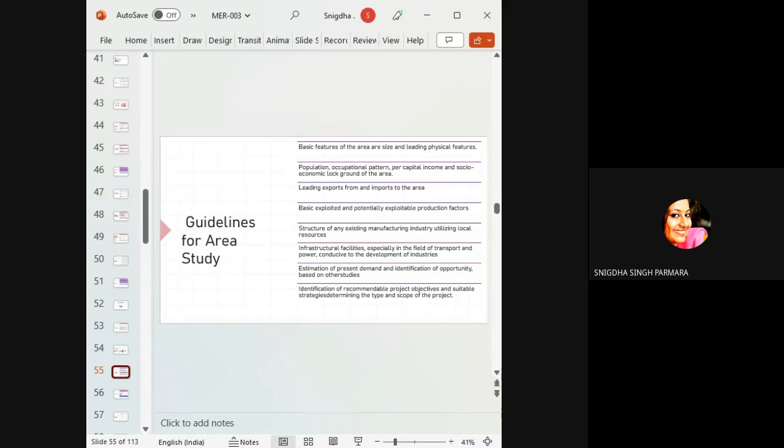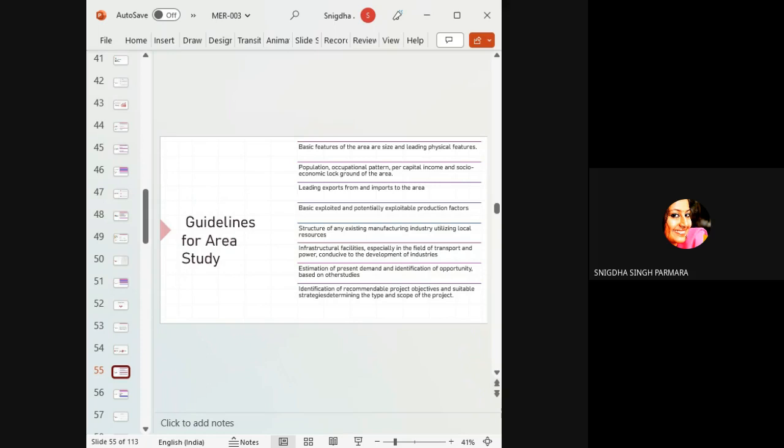What is the present demand? What are the opportunities that lie ahead? And then finally, identification of any recommendable project objectives which are suitable for utilizing the resources in a particular defined area. So the entrepreneur has to figure out where it needs to settle down, which resources it needs to utilize, which area it needs to choose for its operations.